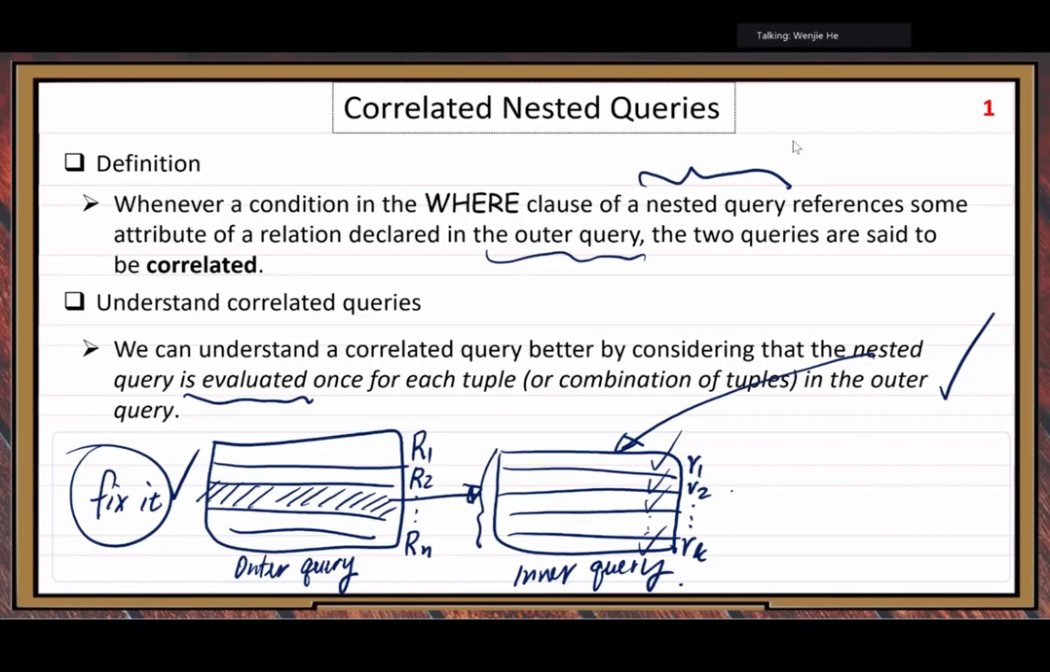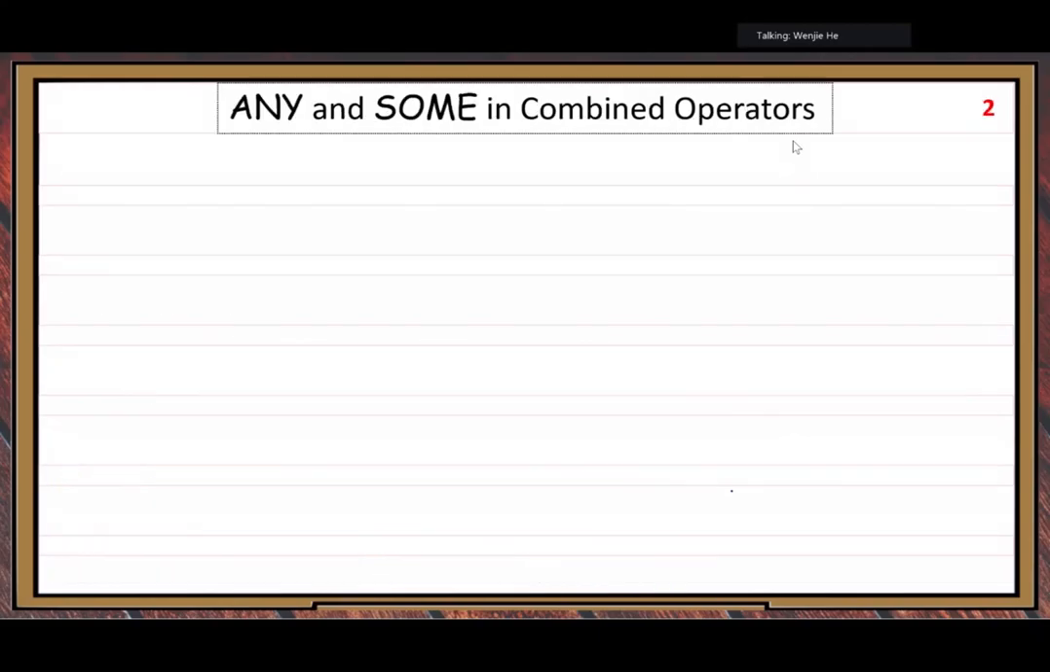Next, any and some in combined operators. Here there are several ways you can use any and some. When I did grading, I saw some students, not many, use these operators already. Although most of the time, most people do not use them. Most people just use the straightforward way. But here I give you these special operators so that when you see them, you can understand the meaning.